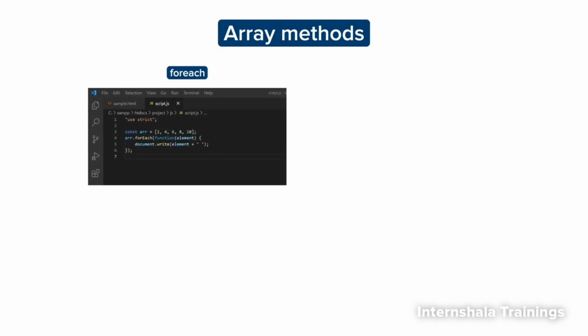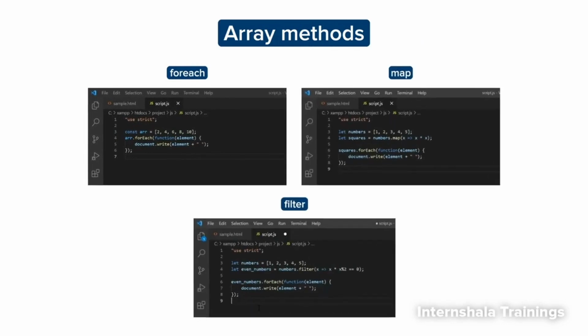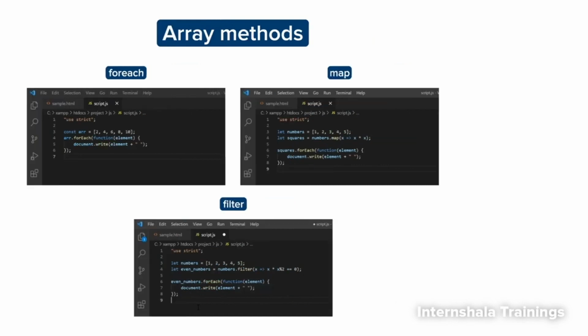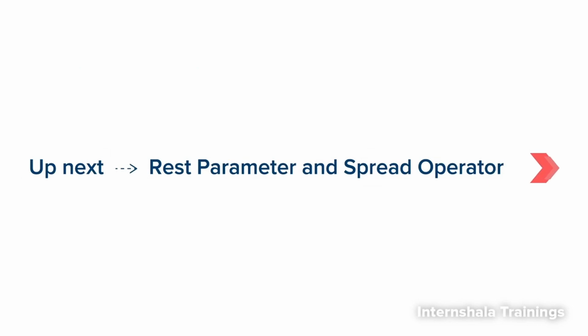To summarize, we discussed 3 array methods in this video: for each, map and filter, and with the help of an example, saw how they can be used. Now, I would recommend you to try and execute all the codes explained in the video. That's it for this video. In the next video, we will explore some more concepts.